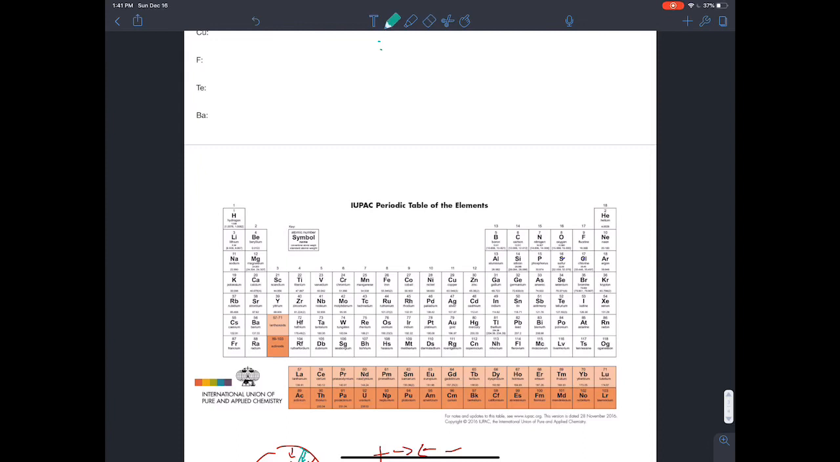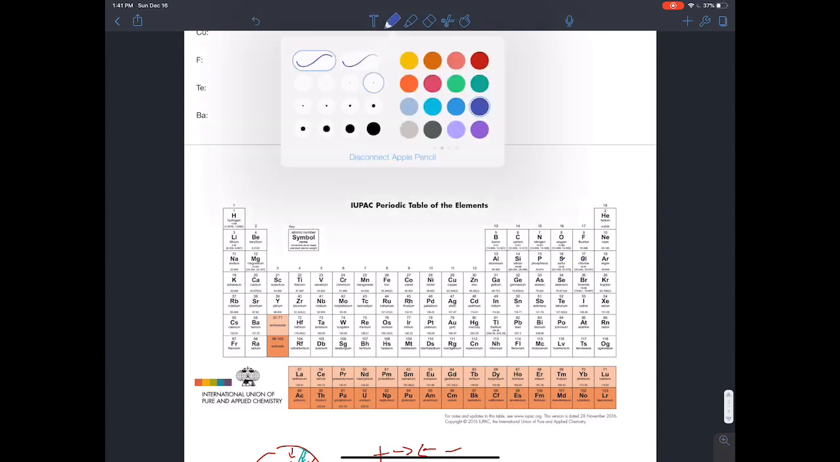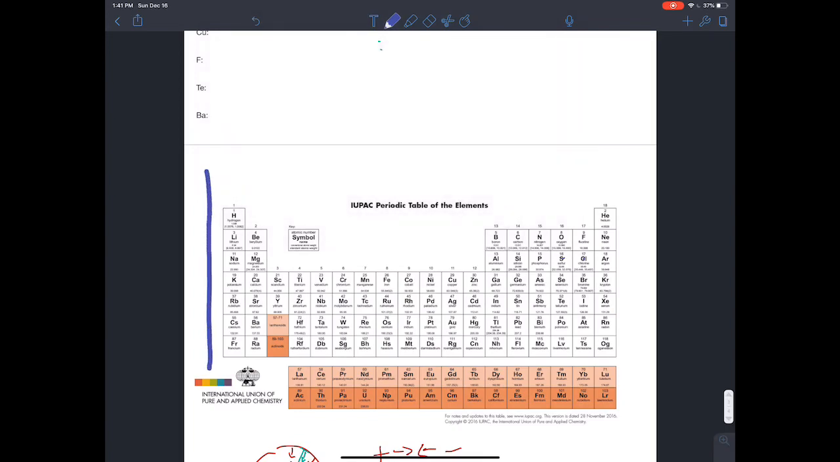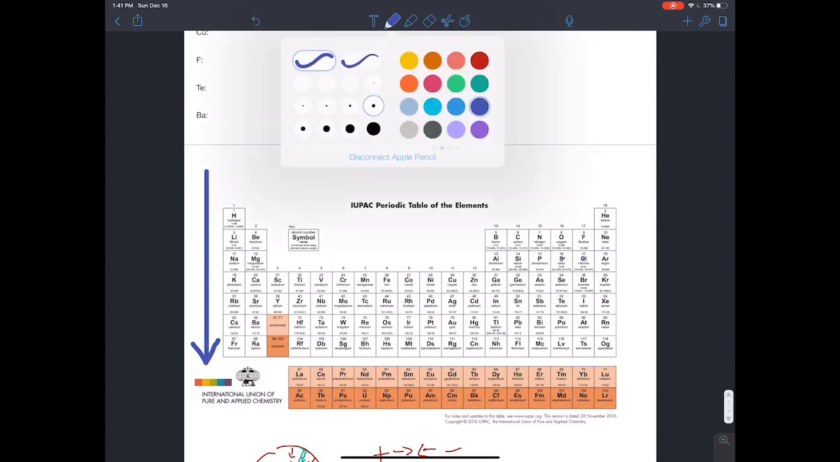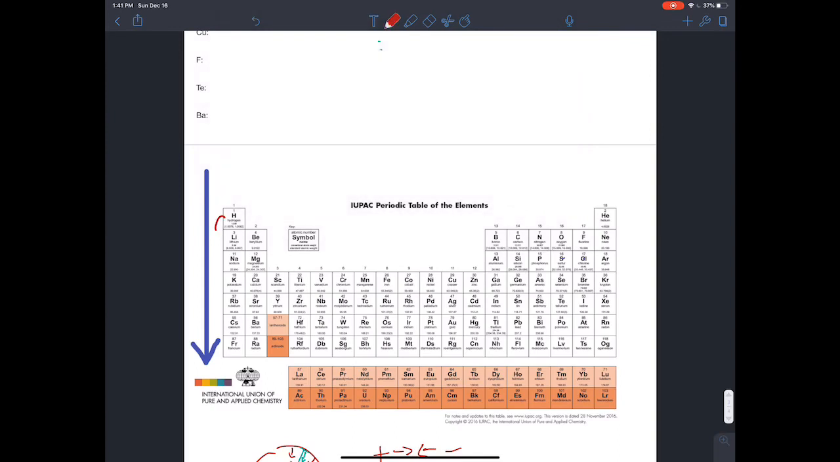Okay, so let's look at what happens as you go from top to bottom on the periodic table. Every time we go down a period, every time we go from hydrogen to lithium, lithium to sodium, sodium to potassium, we're adding another circle. So first period, first energy level, second period, second energy level, third period, third energy level, fourth period, fourth energy level, and so on. So we're adding energy levels.